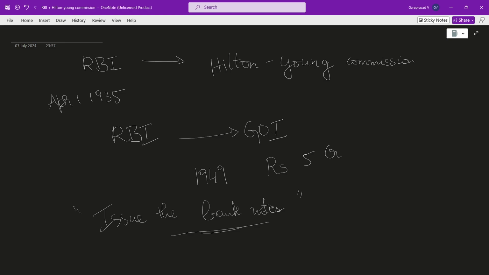So, where does this banknote power come from? It is from the RBI Act, section 22, which says that only RBI has the right to issue banknotes in India.